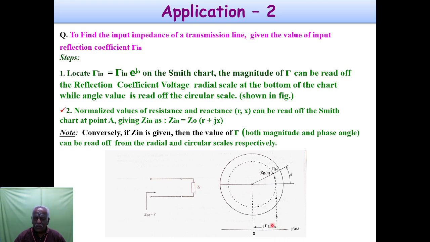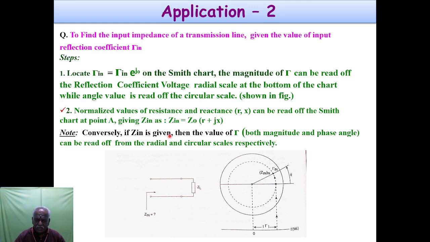Reflection coefficient: the voltage magnitude is read off the radial scale at the bottom of the chart, while the angle value is read off the circular scale. Normalized values of resistance and reactance can be read off the Smith chart at point A. It is not marked as A, but this is point A. At this point you have to find the reactance value. It is on the upper half of the diagram, therefore it is R plus jX. If you multiply by the characteristic impedance Z0, you will get the actual impedance value.